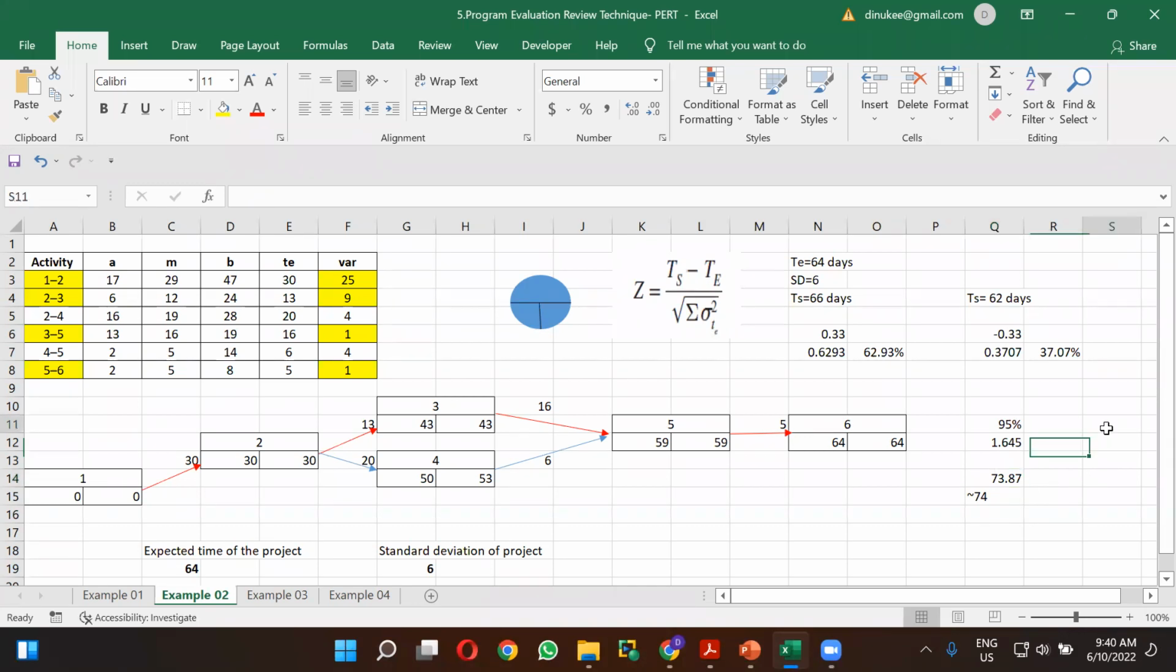So can you calculate this for the 99% probability? We have a 99% probability. How many days will it take as scheduled days?